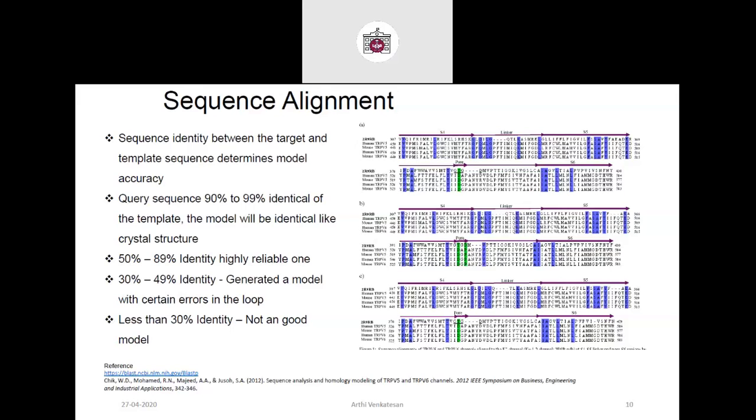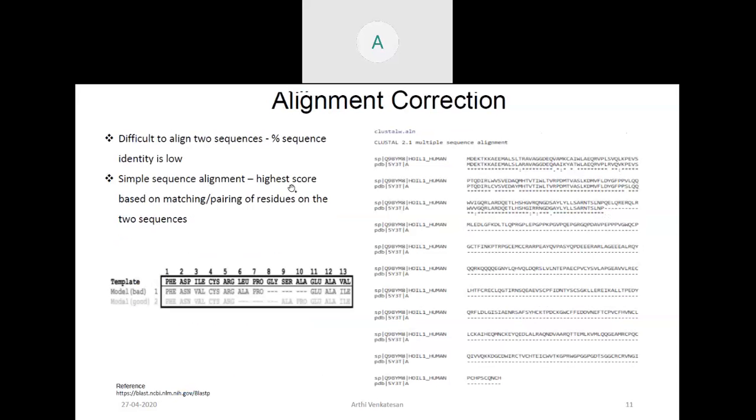Okay, so the next thing is alignment correction. First I have done sequence alignment, and the next is alignment correction. How am I going to align it? It is a little difficult to align two sequences if the percentage sequence similarity is low.